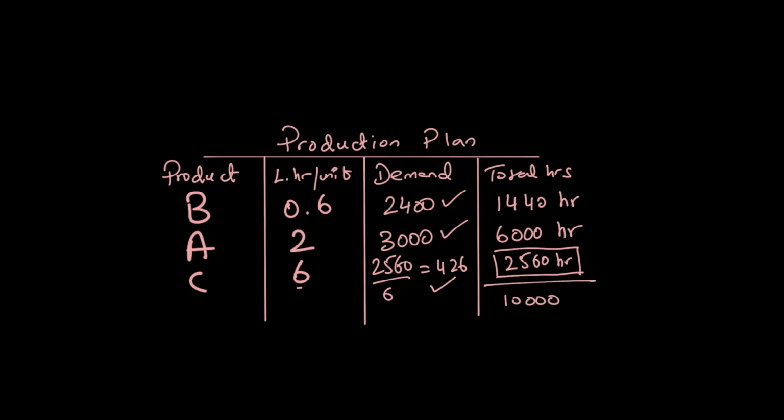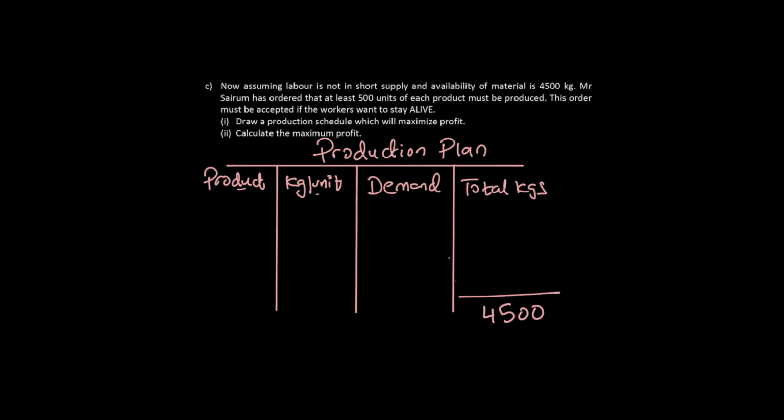When we were using raw material, we were first prioritizing A, then B, then C, but with labor, B becomes much more profitable, so we'll first make B, then A, and then C. All right? And the last part, let's also take a look at part C, which is another case over here.